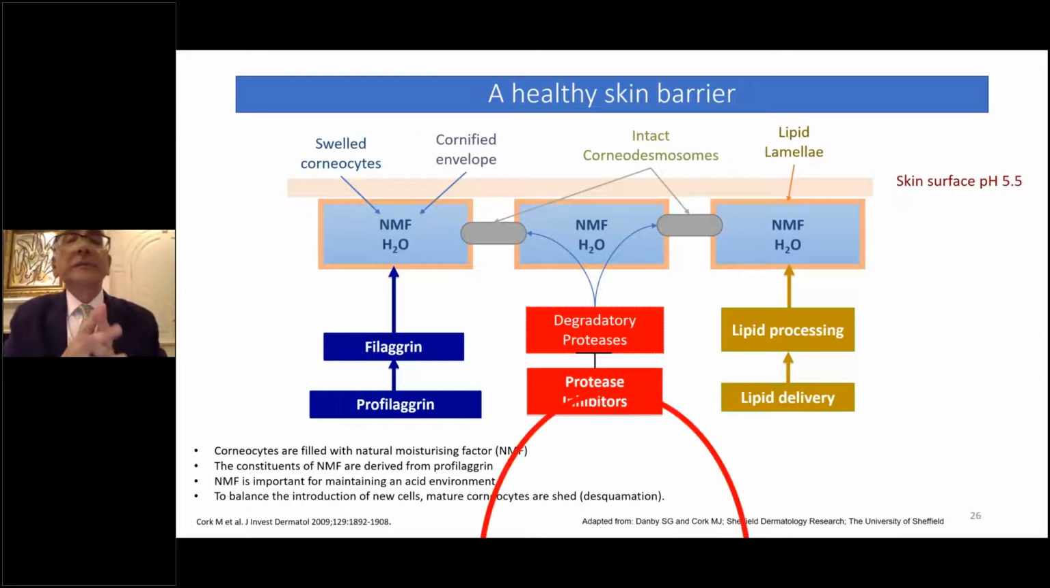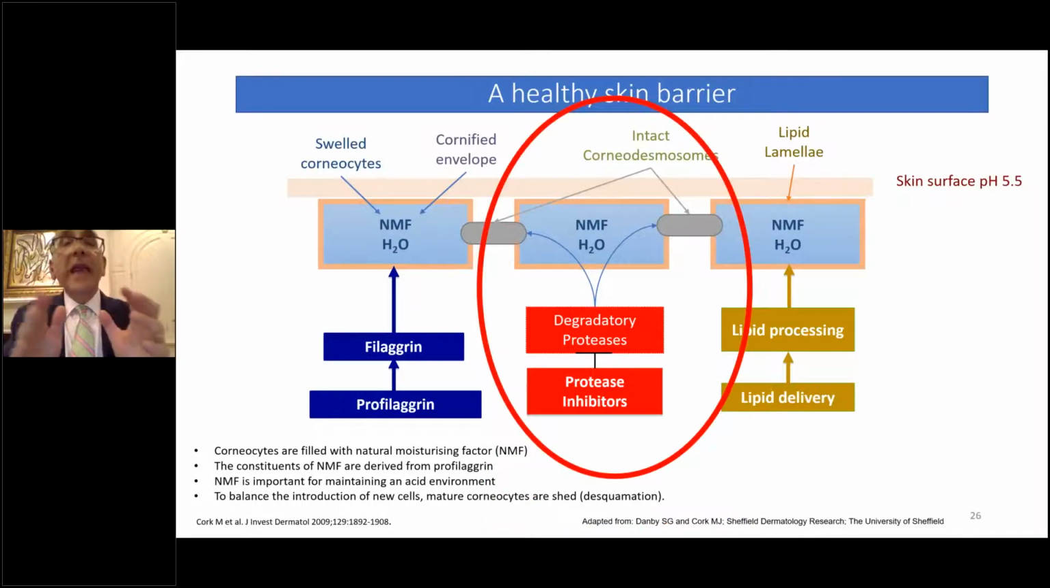So let's take a look at the nails, okay? What's happening here is now the pH is neutral, 7.4. What did I say? The degradatory proteases, kallikrein 5 and kallikrein 7, they love the neutral pH. So now they're going to get activated. They're going to get to work. When they get to work, what are they going to do? They're going to start degrading the desmoglein 1, which means they're going to break down the corneodesmosomes. So now the nails are breaking down.